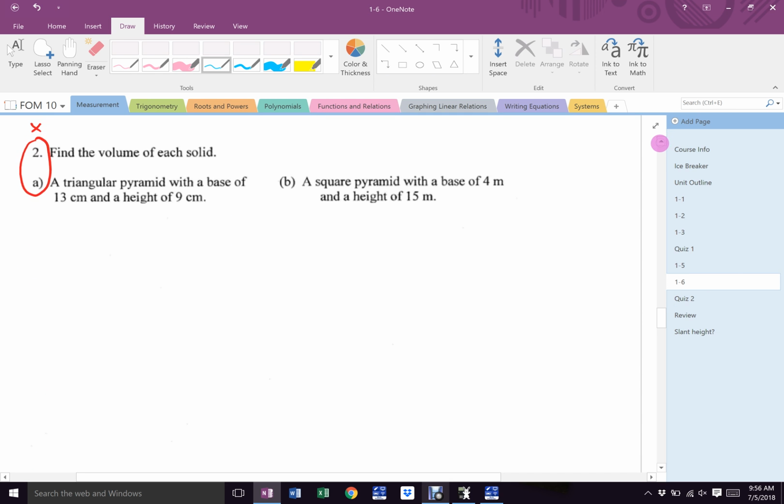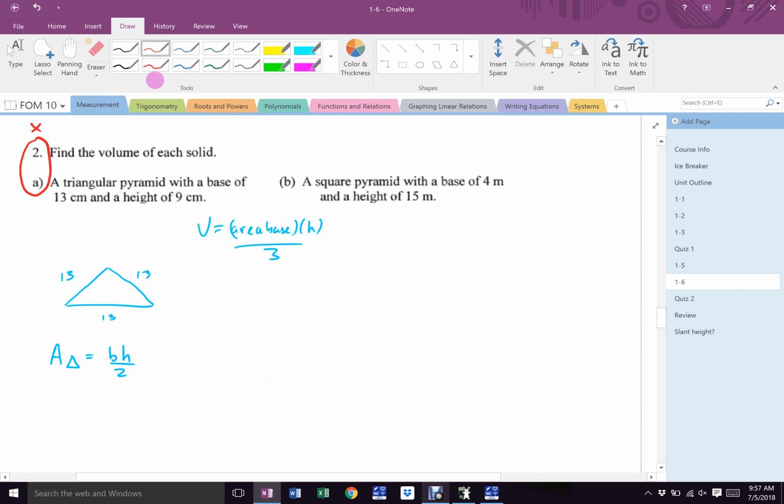I said not to do 2A. We might as well talk about it right now. A triangular pyramid with a base of 13. If it's a triangular pyramid, that means it starts on the bottom with a triangle. Yes? If the base is 13, that means all of these are 13, correct? Now, the volume of every pyramid is area of the base times the height divided by 3, correct? That's the base, yes? What shape is it? It's a triangle. The area of a triangle is base times height divided by 2. Do you have a base? Do you have a height? No, you do not. This is unknown.